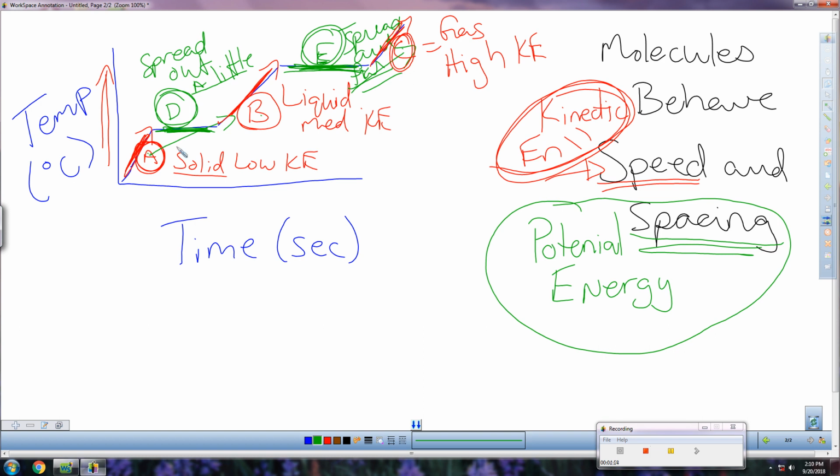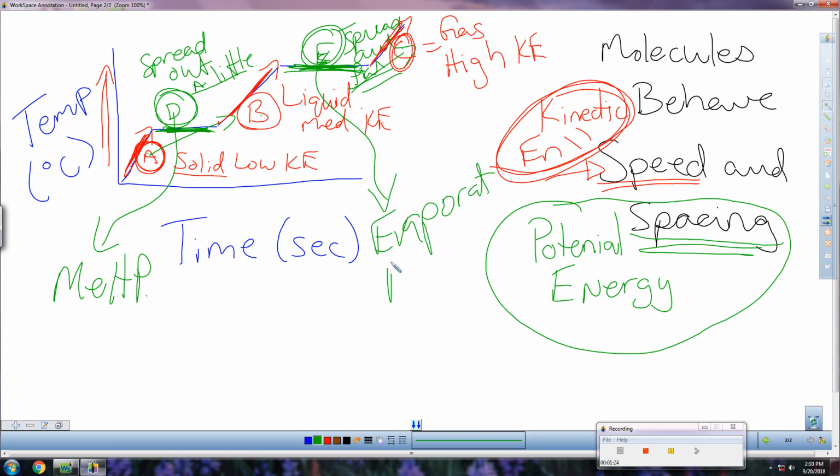Another little side point: if we're talking about going from solid to liquid, we're talking about the melting point. If we're talking about going from a liquid to a gas, we're talking about evaporation or the boiling point.